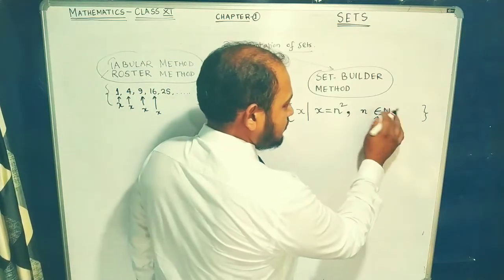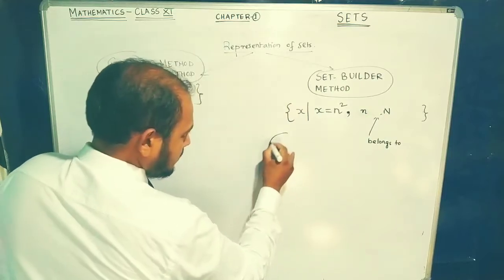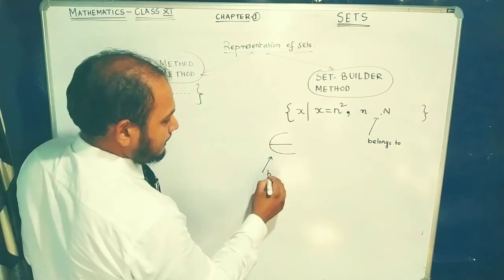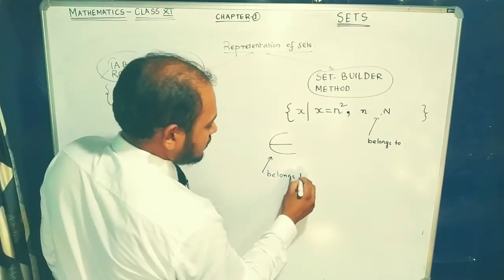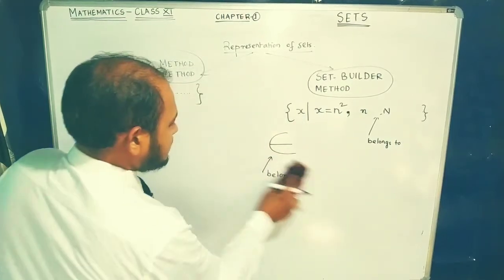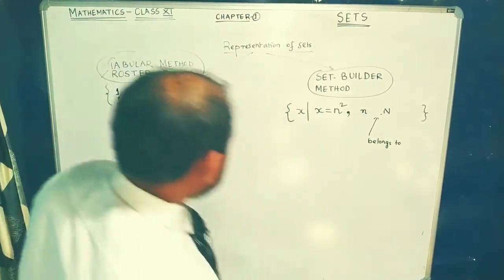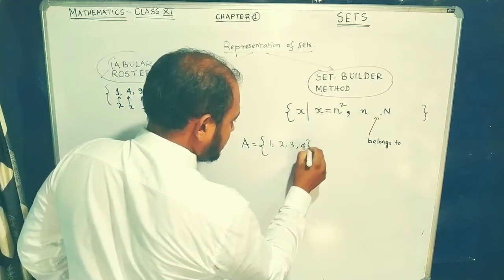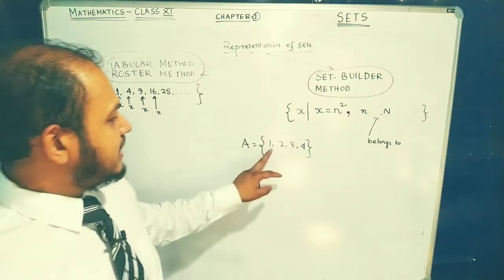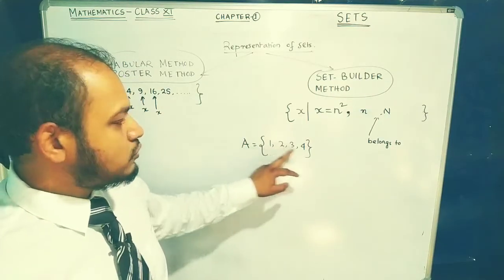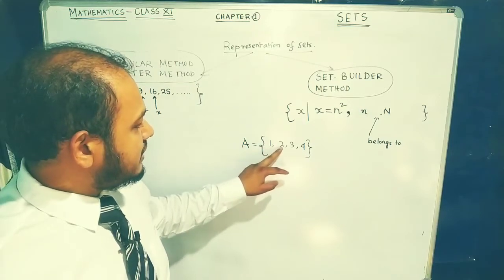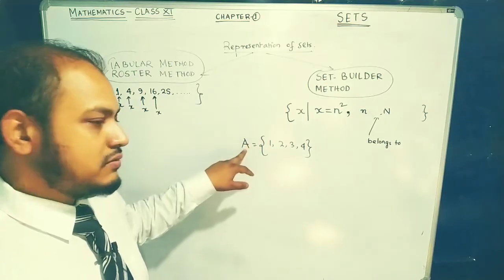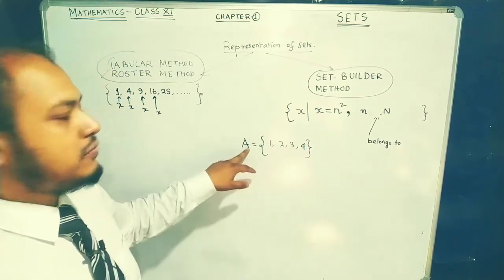I will explain what this symbol means. The symbol is written in this fashion, like this, and it means belongs to. Now let me explain what this belongs to means. For example, let us say we have a set A equals 1, 2, 3, 4. Each and every content of this set is nothing but an element of the set. 1 is an element of this set, 2 is an element of this set, 3 is an element of this set, 4 is an element of this set, right?